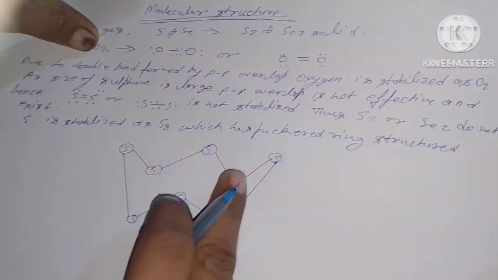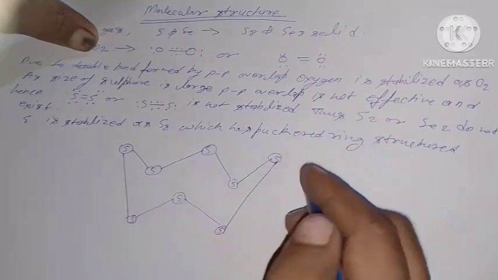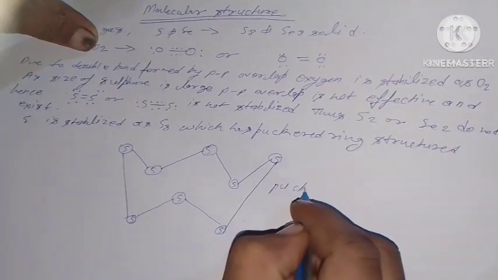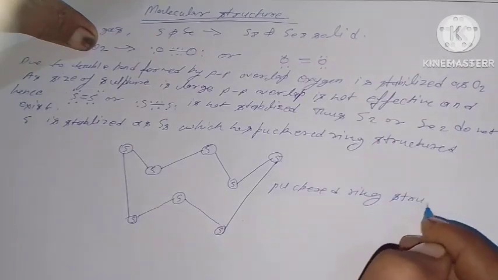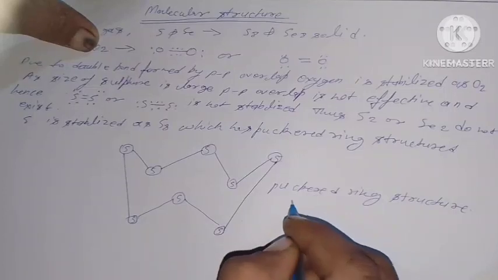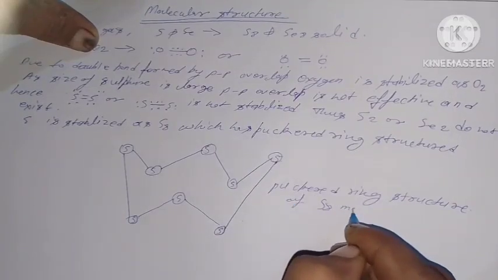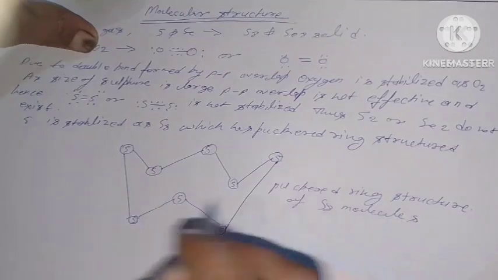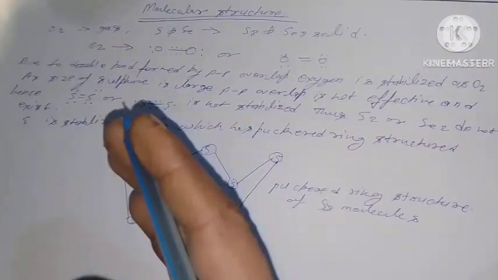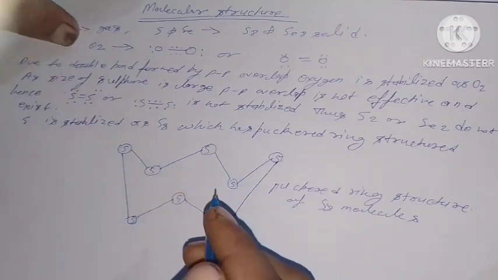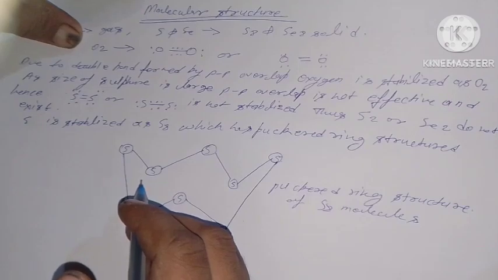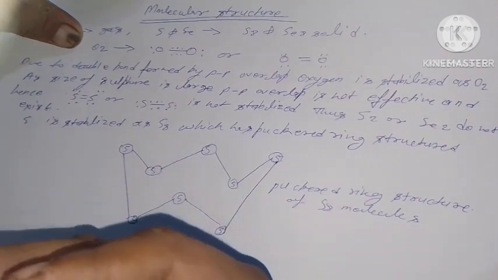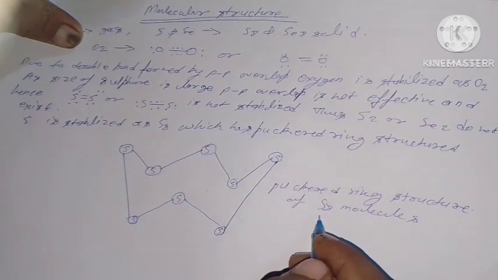This is the puckered ring structure of S8 molecule. Each sulfur is linked to two sulfur atoms and has two lone pairs of electrons. It has an S8 unit.